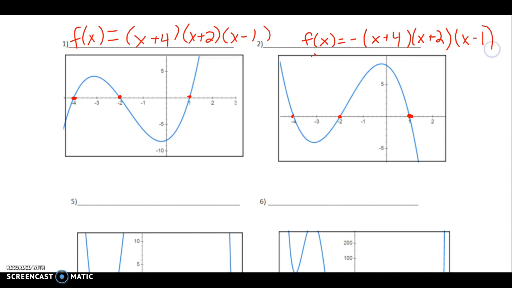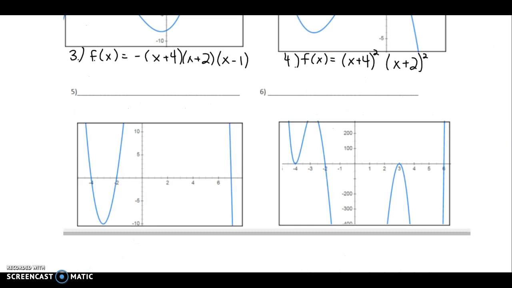What if it bounced, like it does on number 3? You square that term. So I'll let you do 3 and 4 on your own. Take a look at number 5.